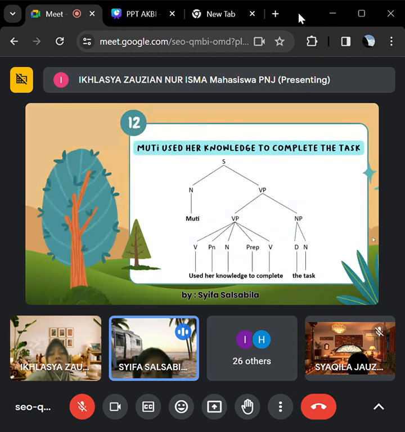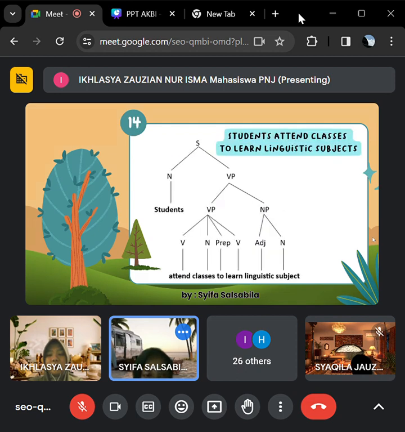Next, Muti used her knowledge to complete the task. Muti is a noun. Used is a verb. Her is a pronoun. Knowledge is a noun. To is a preposition. Complete is a verb. Used her knowledge to complete is a verb phrase. The is a determiner. Task is a noun. The task is a noun phrase.